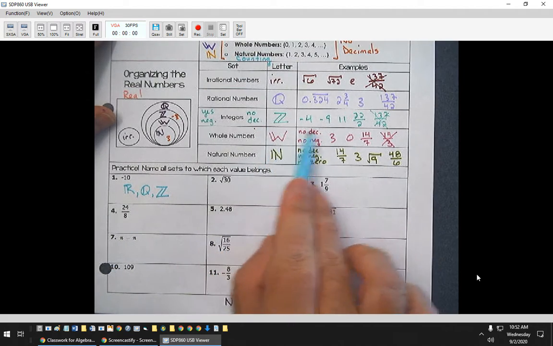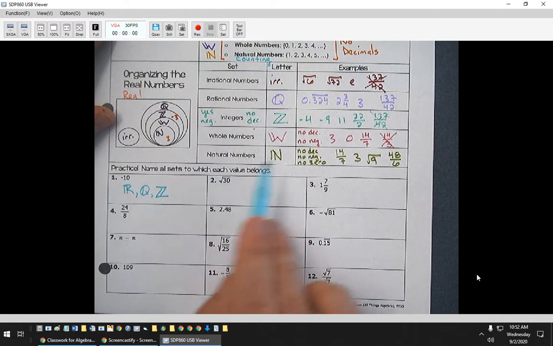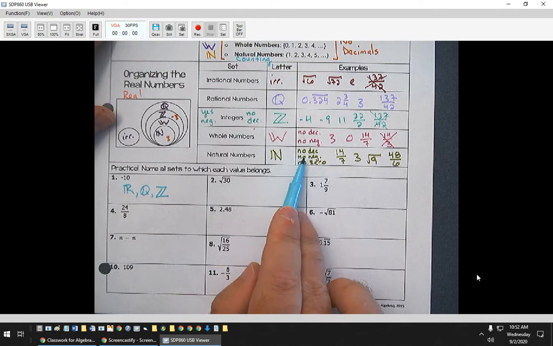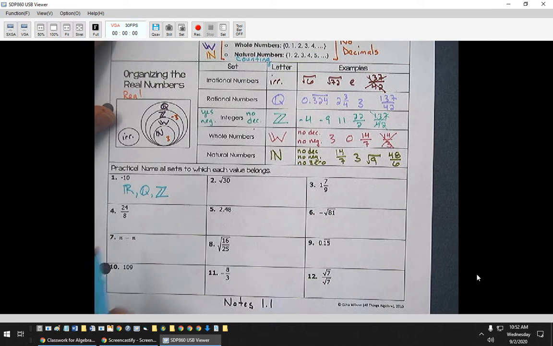Can it be a whole number? No decimal, no negative. Nope, that's negative, so that's out. And actually, when you get here and you figure out that this doesn't work, then this one won't work either. If you look, that also says no negatives. So that's a negative, doesn't belong.